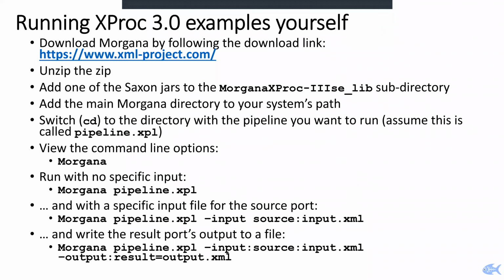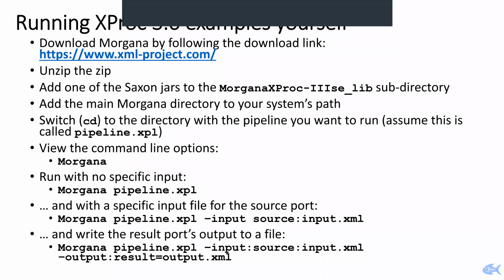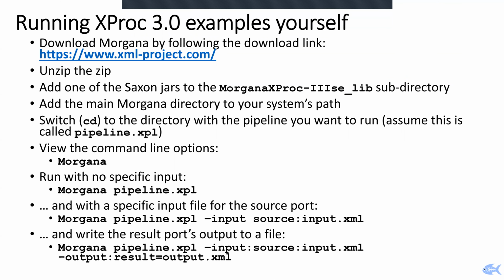All right, what if you want to run the XProc 3.0 examples, whether you wrote them yourself or those that are in the GitHub of this presentation? Well, you have to download Morgana, and the link is there. And then unzip it and add a Saxon jar, for instance, the free Home Edition jar, to the library subdirectory. It isn't included because of licensing reasons. And also make sure you have Java 8 and not another one, because otherwise it won't run. Then add it to your system's path, and then you can just type in Morgana and something should happen.